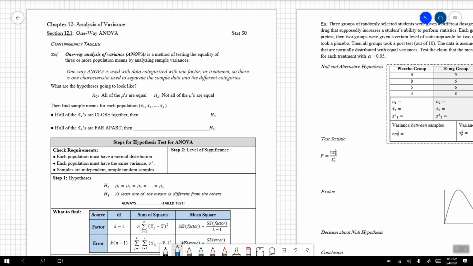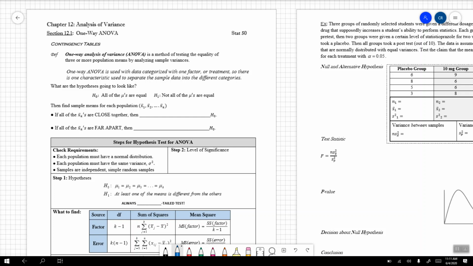So in order to work with this one-way ANOVA, we're going to have to develop how we're going to be looking at these contingency tables. So let's start off with the definition for this one-way ANOVA, that way we can start moving into that material.